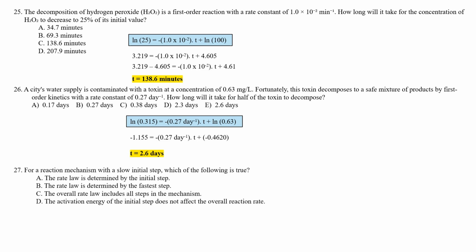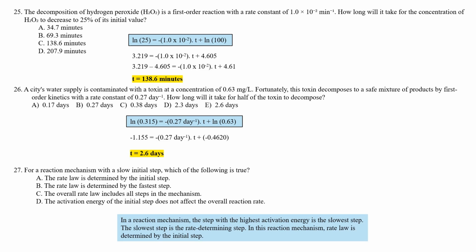Question 27. For a reaction mechanism with a slow initial step, which of the following is true? The reaction mechanism contains a series of steps. The step with the highest activation energy is the slowest step. The slowest step is the rate determining step in a given reaction mechanism. So in this reaction mechanism, the rate law is determined by this slowest step or rate determining step. The answer is answer A. The rate law is determined by the initial step.